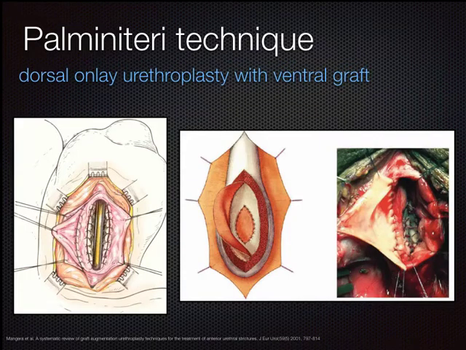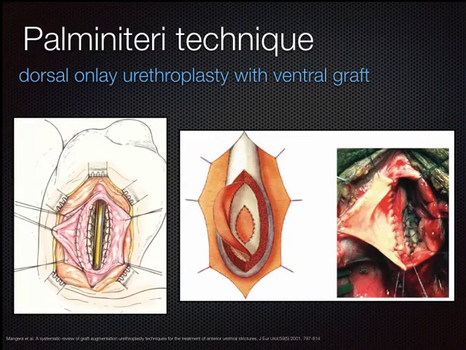So the Palminteri technique is for tight strictures of the bulbar urethra where the urethral plate is narrow, such that a single graft would be insufficient to reconstruct the lumen to a reasonable diameter. In this case, you use both a dorsal and a ventral buccal mucosal graft.